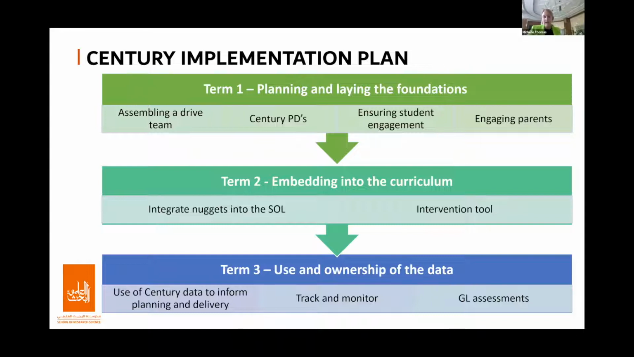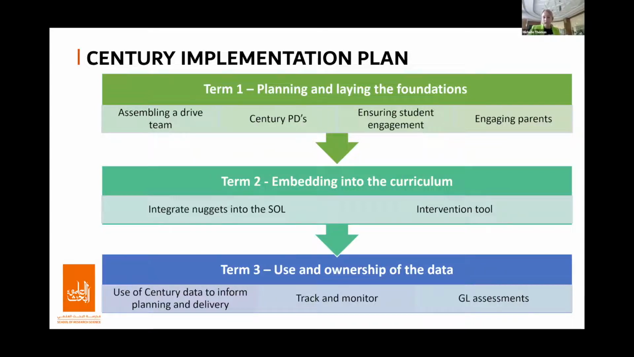And one of the other aspects that's been very successful is that intervention facility, that ability to know, okay, who's falling behind or who's doing really well? Where can we stretch? Where can we provide some more support? So using it as an intervention tool.